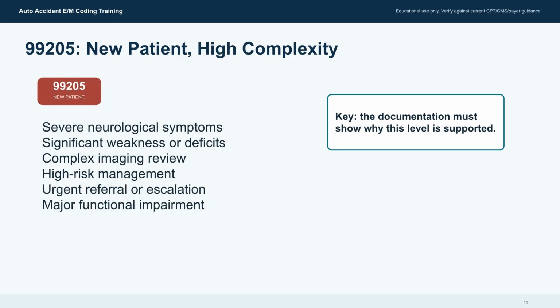A 99205 is a high-complexity new patient visit. This should be reserved for serious or complex presentations. Examples may include significant neurological deficits, severe radicular symptoms, concussion concerns, extensive record review, complex imaging findings, urgent specialist referral, or high-risk management decisions. The documentation must clearly show why the visit required high-level decision-making. This is not simply a long visit or a patient with many complaints. The chart must support high complexity through the problems addressed, the data reviewed, and the risk involved.